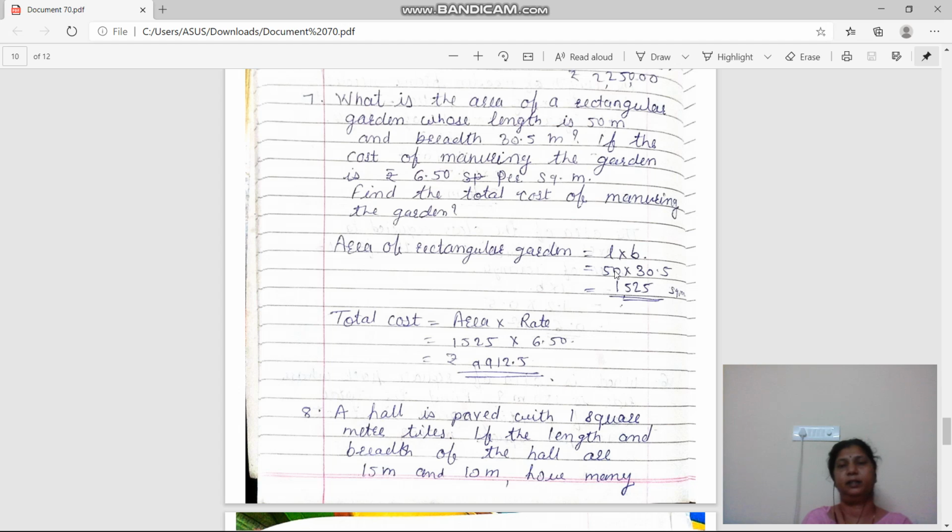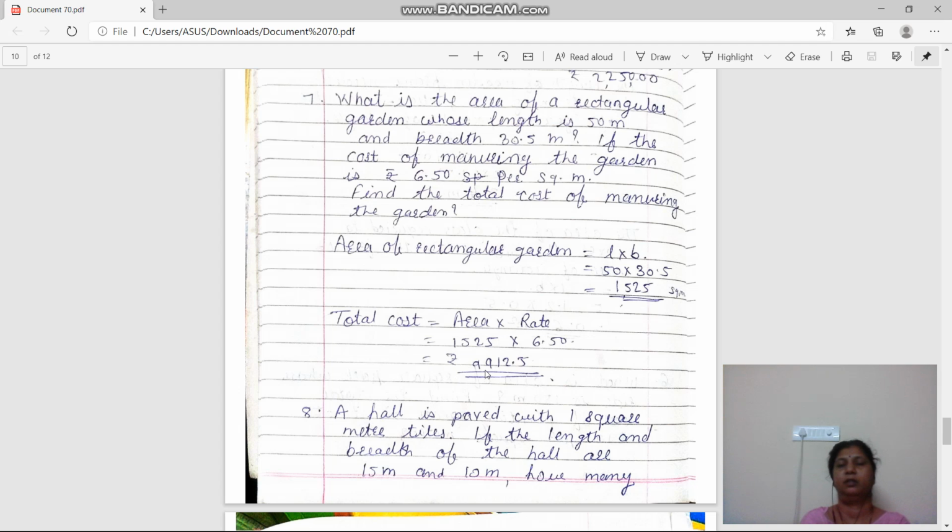So, what is the length? 50, and what is the breadth? 30.5. So, if we multiply, we get 1525 square meter. Okay. Now, total cost is equal to area multiplied by rate. So, what is the area? 1525, and what is the rate? 6.50. So, what will we get?